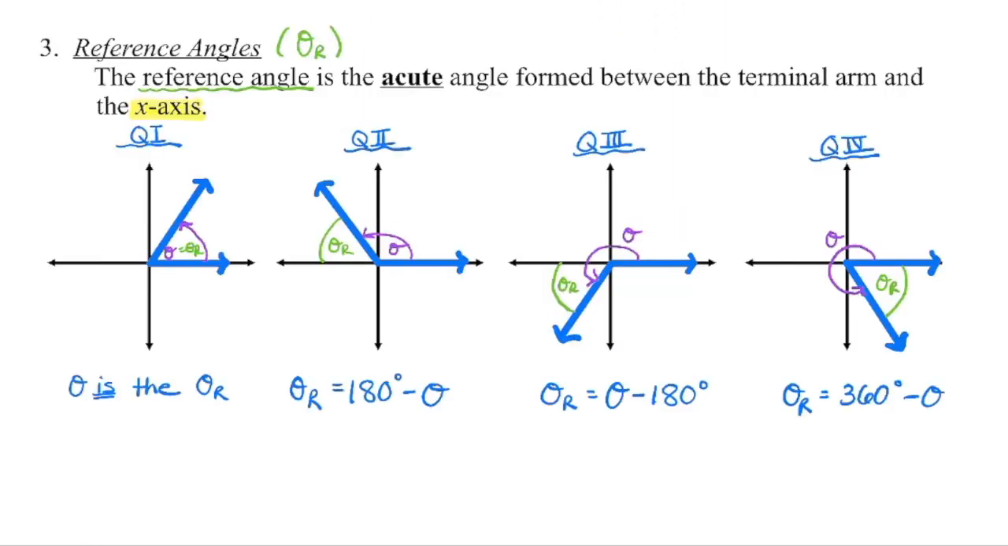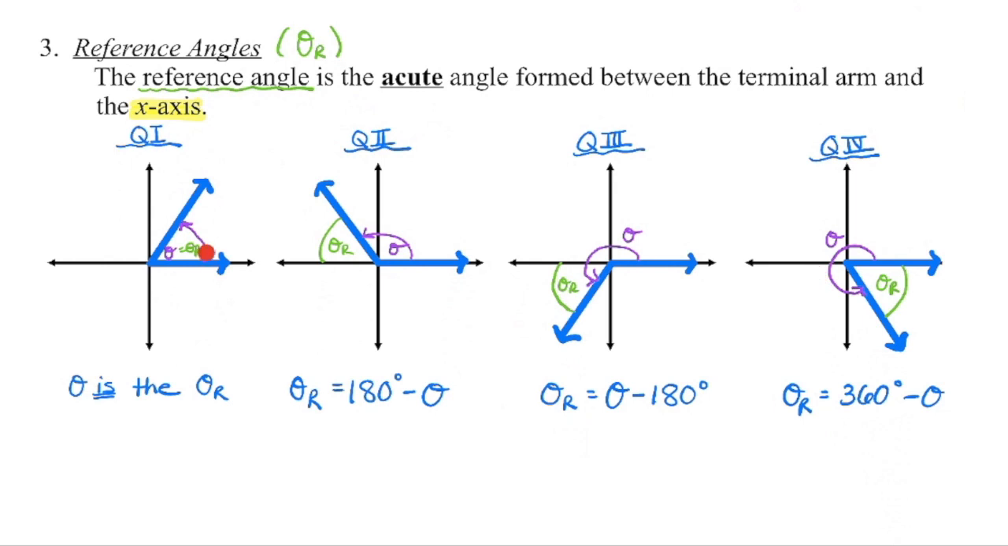A reference angle is the acute angle that's formed between the terminal arm and the x-axis, and it has to be the x-axis. So for example, on this one, this is not a reference angle because it's between the terminal arm and the y-axis. Same thing here. This is not the reference angle. This is between the y-axis and the terminal arm. So make sure your reference angle is between the x-axis and the terminal arm, and it has to be acute. So for example, it would not be this angle here.